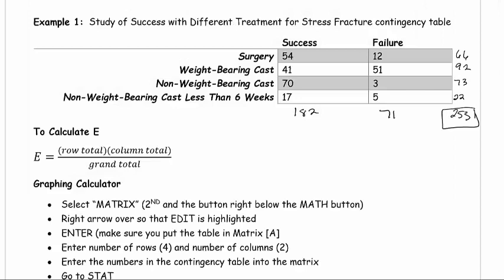So this test statistic can be calculated by hand. It is quite a long and tedious process, however. For each one of the values in the table, you would have to calculate E, and E is the row total times the column total divided by the grand total. I will calculate a couple of these so that you can see how it's done in case you need to do it by hand.